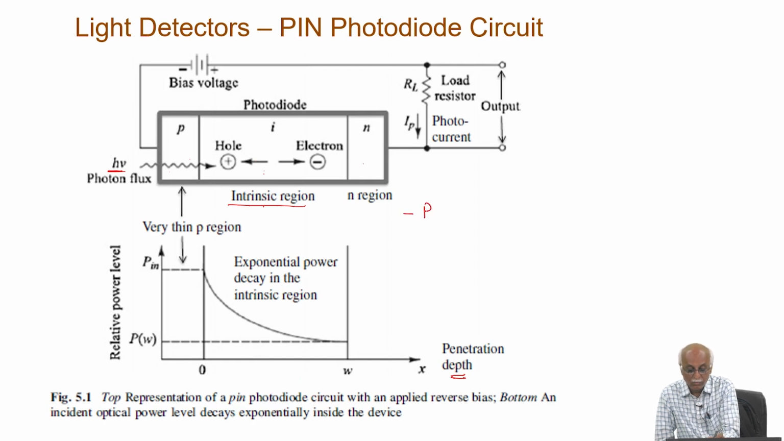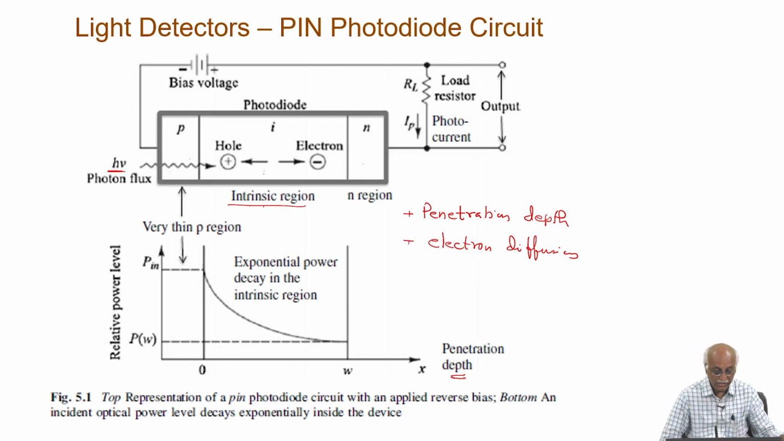Physically, one aspect is the penetration depth of photons, and the other aspect is the physical electron diffusion characteristics. So, these two characteristics decide what the size of this intrinsic layer should be, so as to allow less electron diffusion and more penetration. And so, these aspects are important.